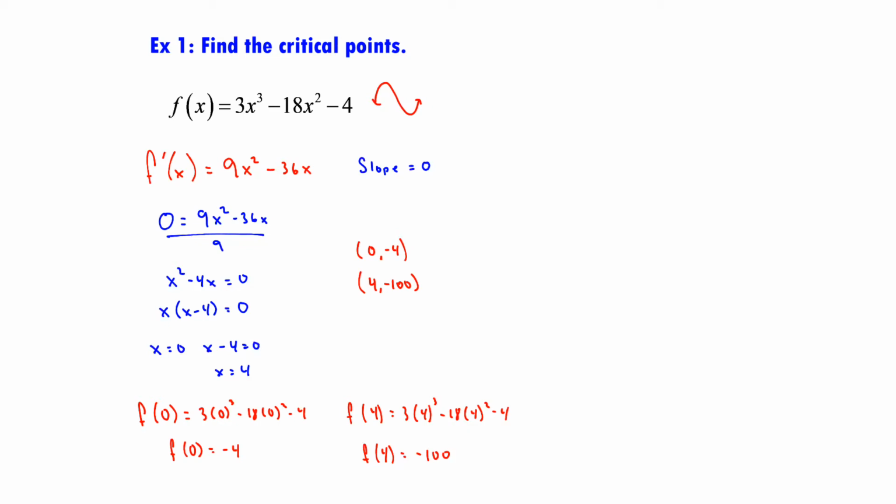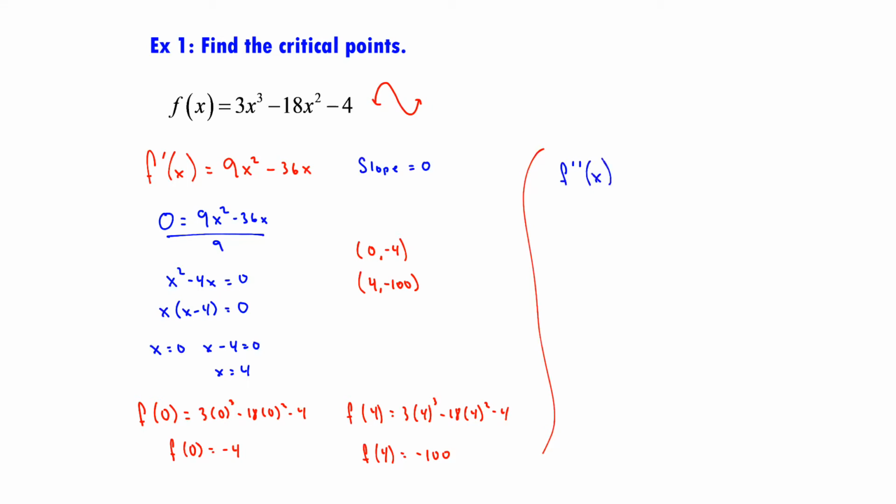But we'll talk later about how we identify that, especially with graphs that are a little bit more complex than this one. So these right now are our critical points. Now we have one more thing to look at, and that is the point of inflection. So now we have to find the second derivative.